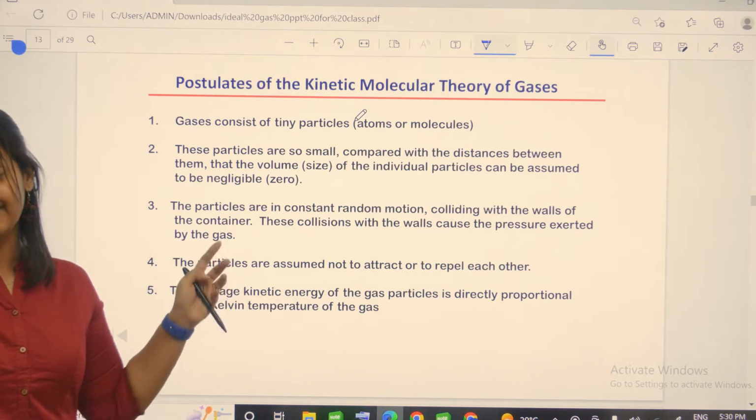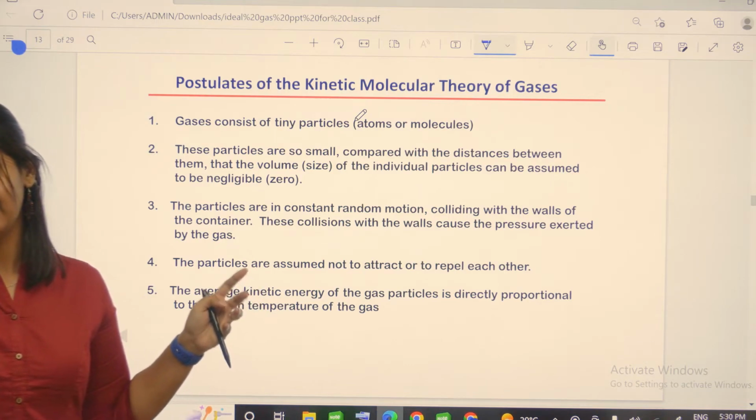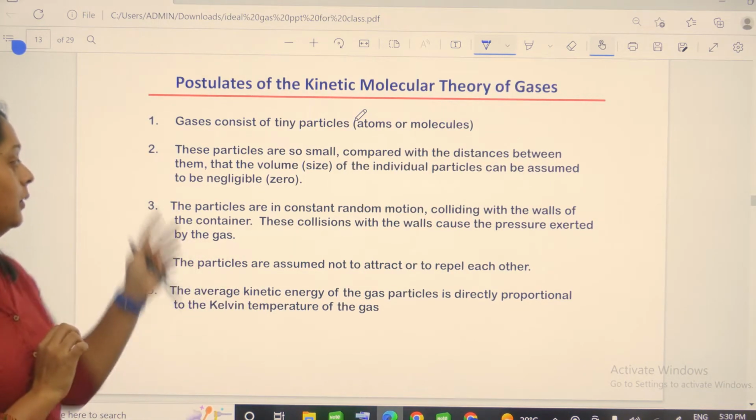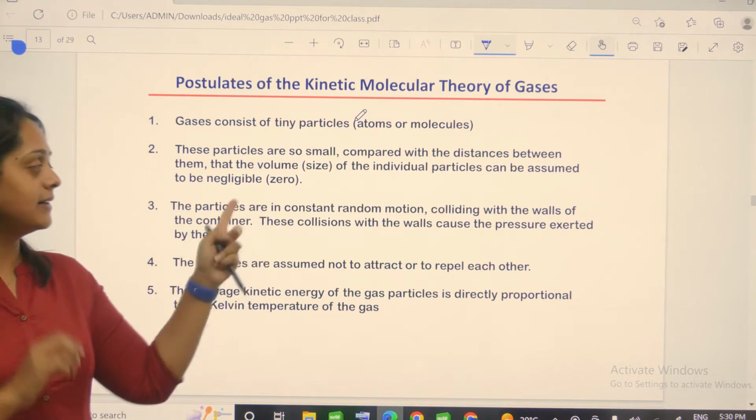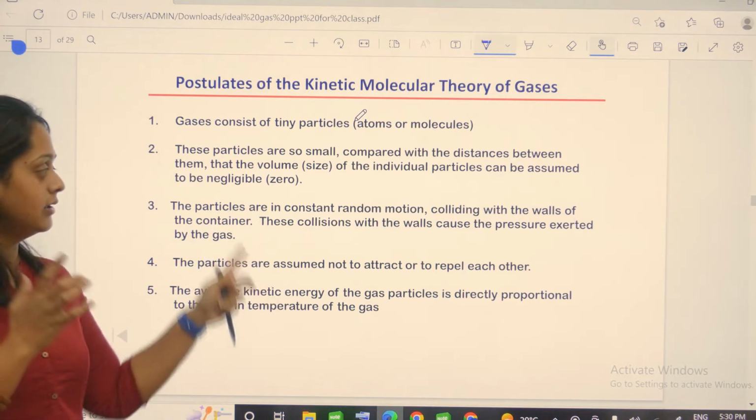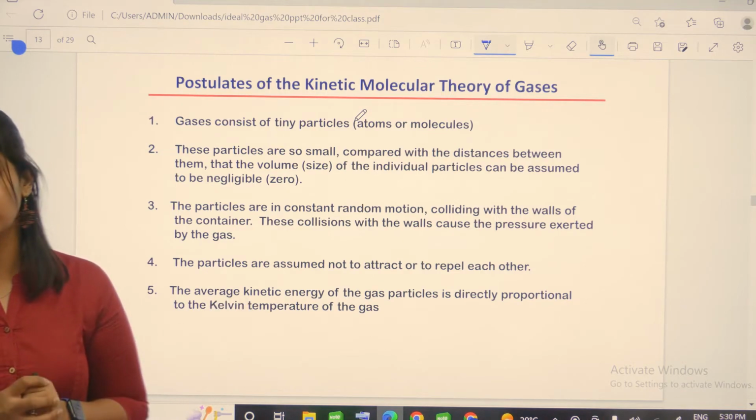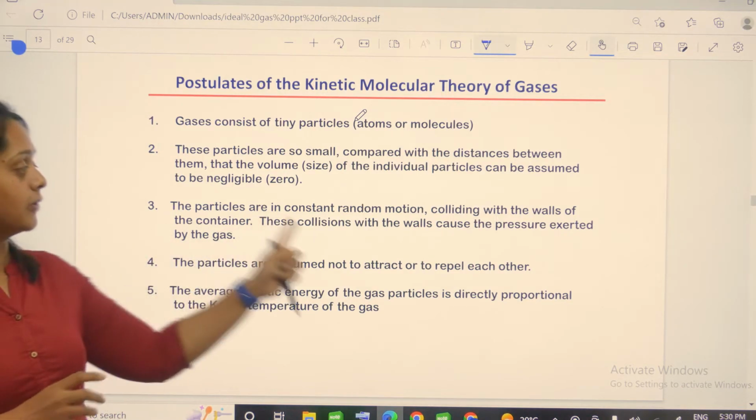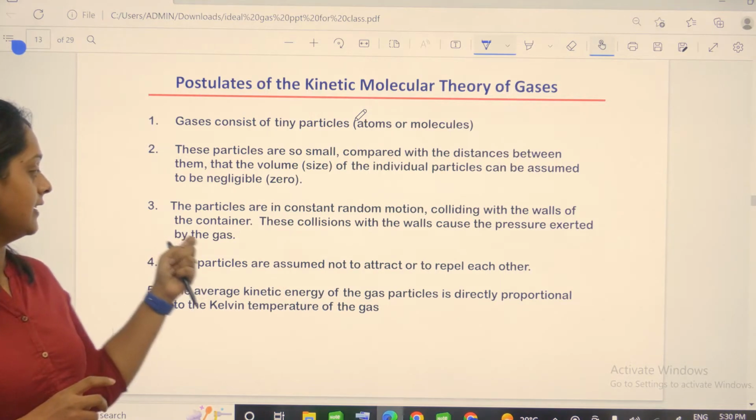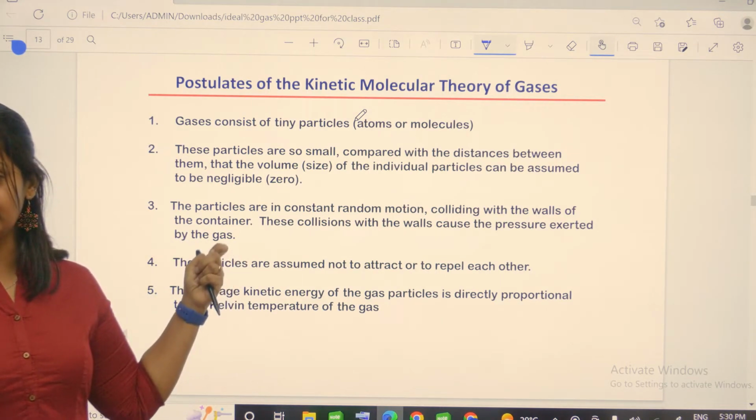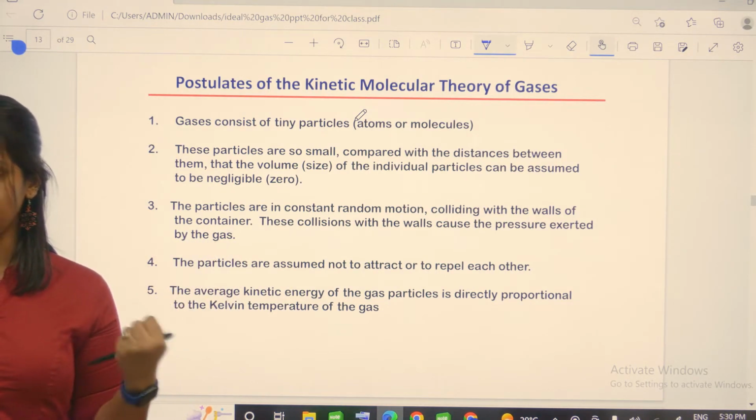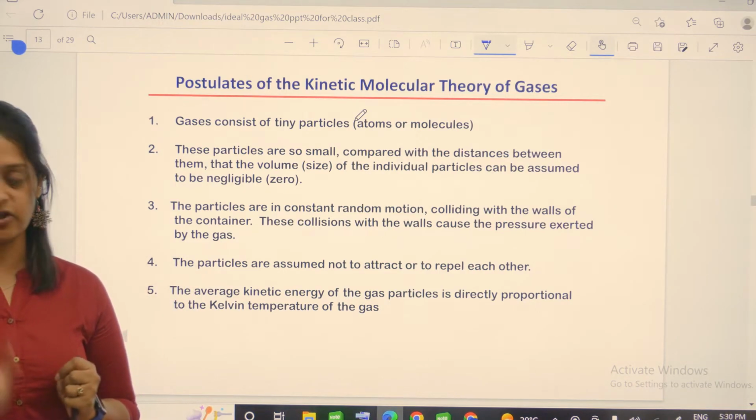Kinetic theory of gases, these two scientists gave it. So what happens? These particles are always in random motion. Random motion means they are colliding with the walls of the container as well as colliding with each other. The collision with the wall causes the pressure exerted by the gas. That is what we studied so far. The pressure exerted by the gas onto the container is the pressure of the gas.